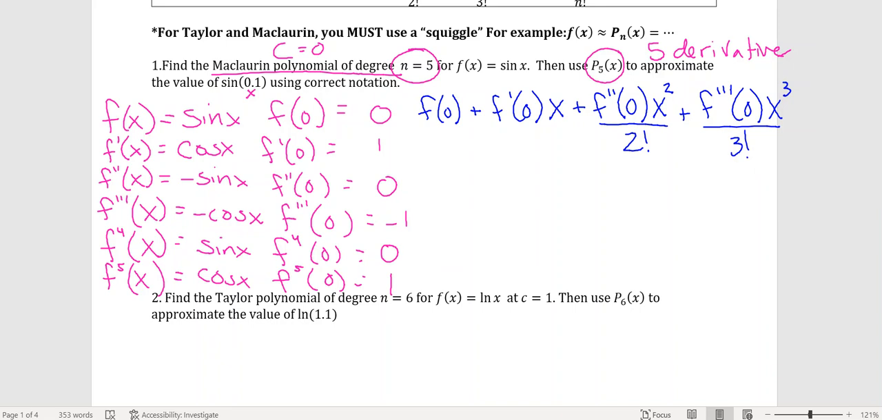So if some of these are zeroing out, okay. Then I'm going to do the fourth derivative times x to the fourth over 4 factorial. And I'm running out of room, but I'll just put it right below this, plus the fifth derivative times x to the fifth over 5 factorial.